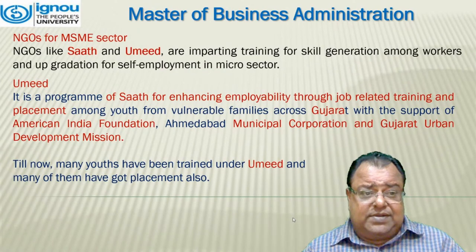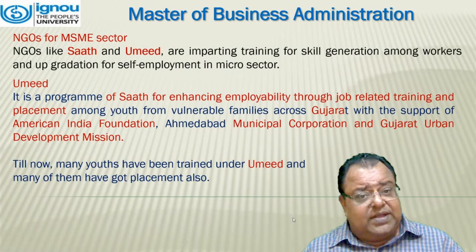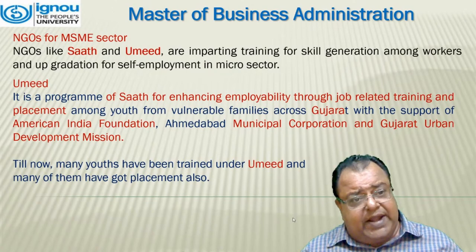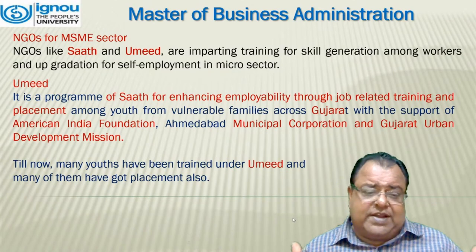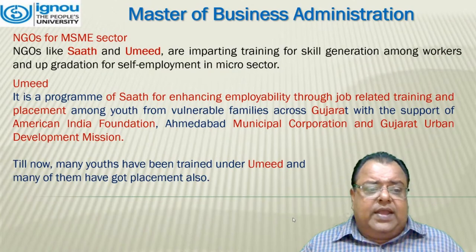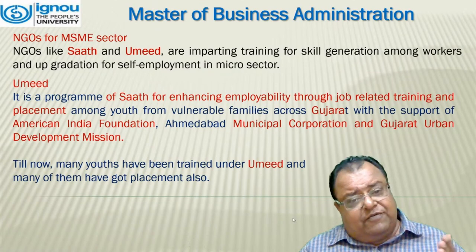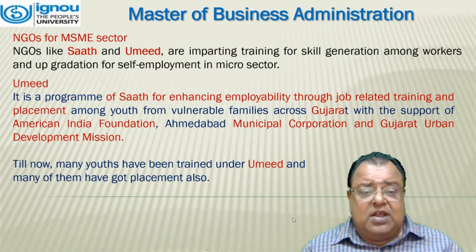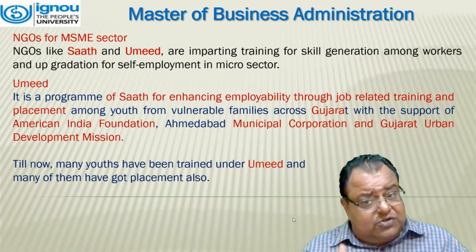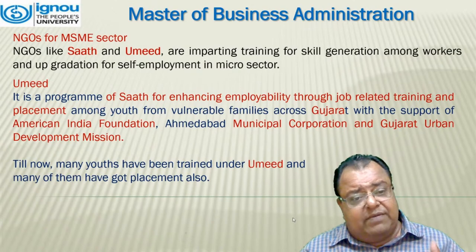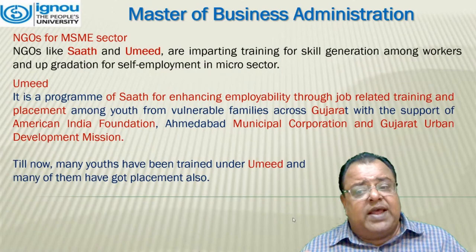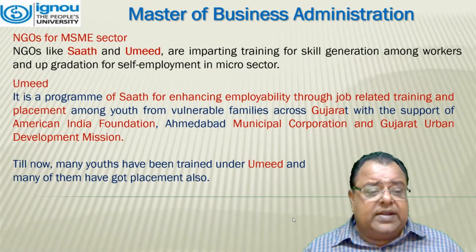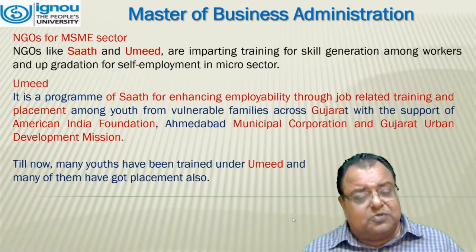NGOs for MSME sectors. NGOs like SAATH and UNIT are imparting training for skill generation among workers and upgradation for self-employment in the micro sector. UMEED is a program of SAATH for enhancing employability through job-related training and placement among youths from vulnerable families across Gujarat, with the support of the American India Foundation, the Municipal Corporation, and the Gujarat Urban Development Mission. Till now, many youths have been trained under it and many of them have got placements too.